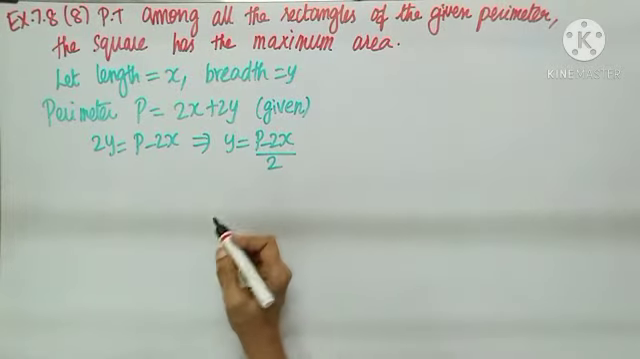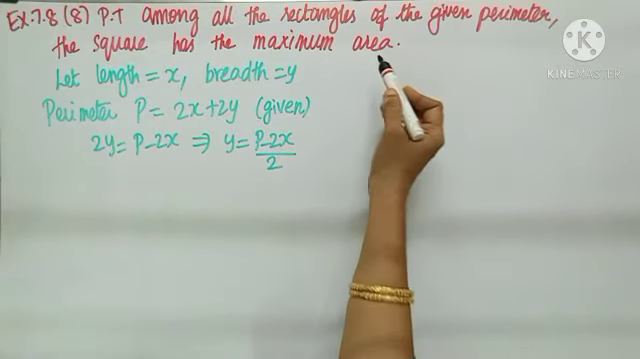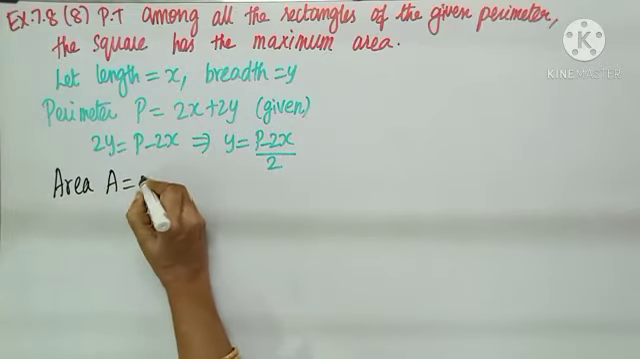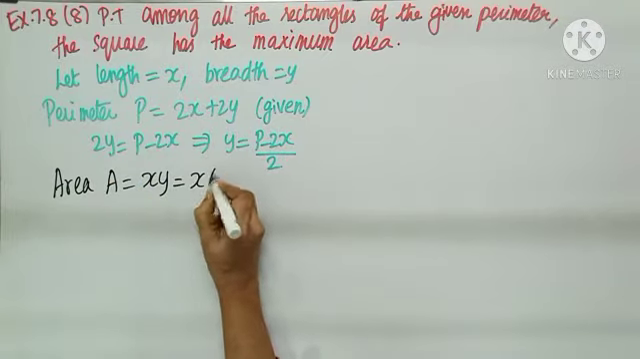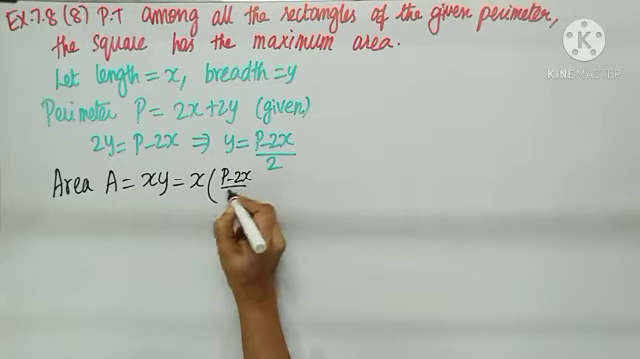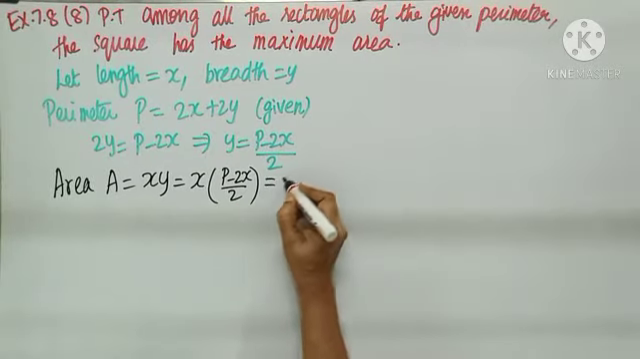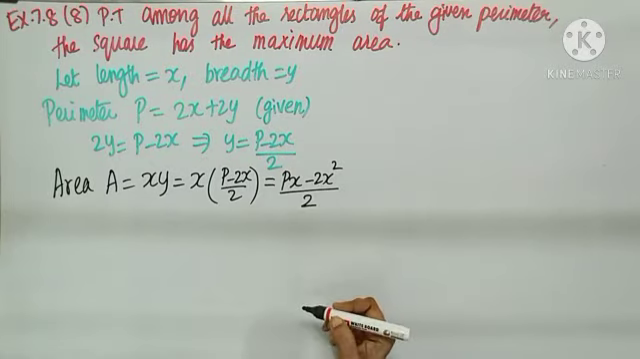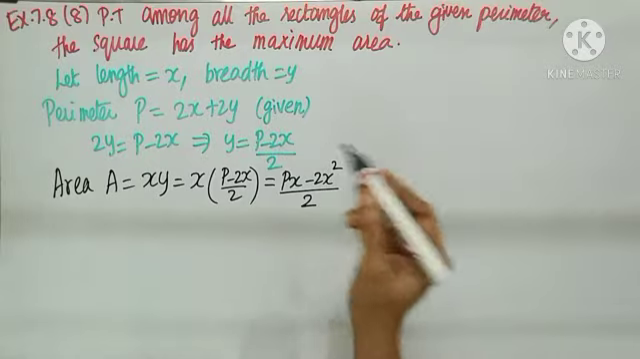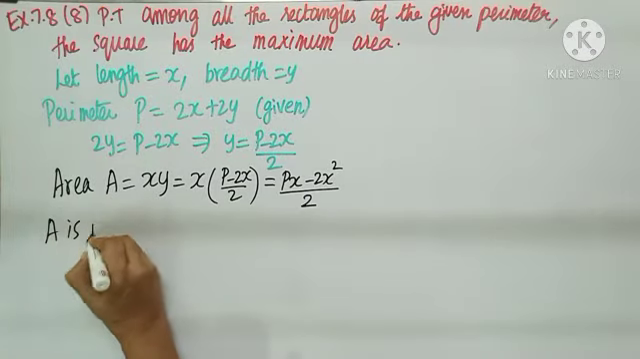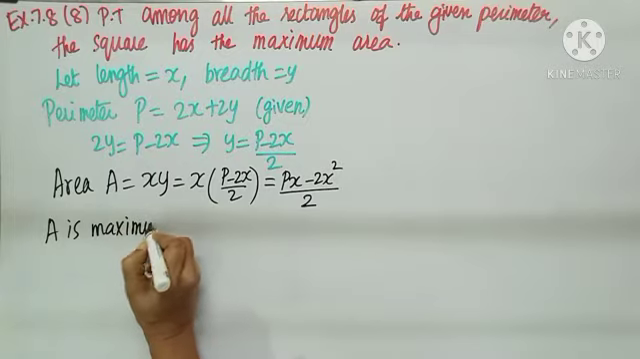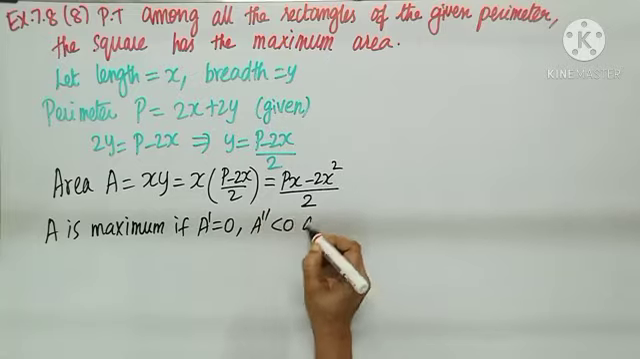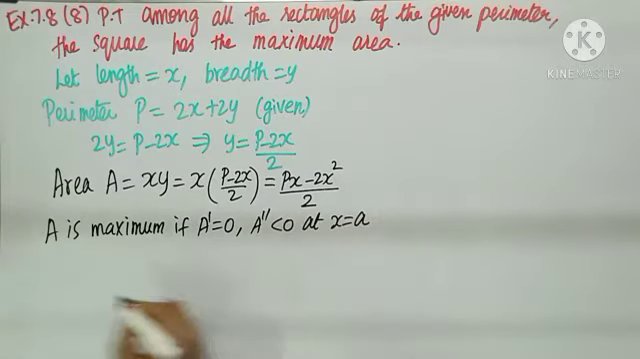The question is about square and the area. So what is area of the rectangle? Consider A equals x into y. What is y from here? P minus 2x by 2. Or I will say Px minus 2x square, the whole thing by 2. Question is maximum area. So we will say A is maximum if A dash equals to 0, A double dash less than 0 at x is equal to a.